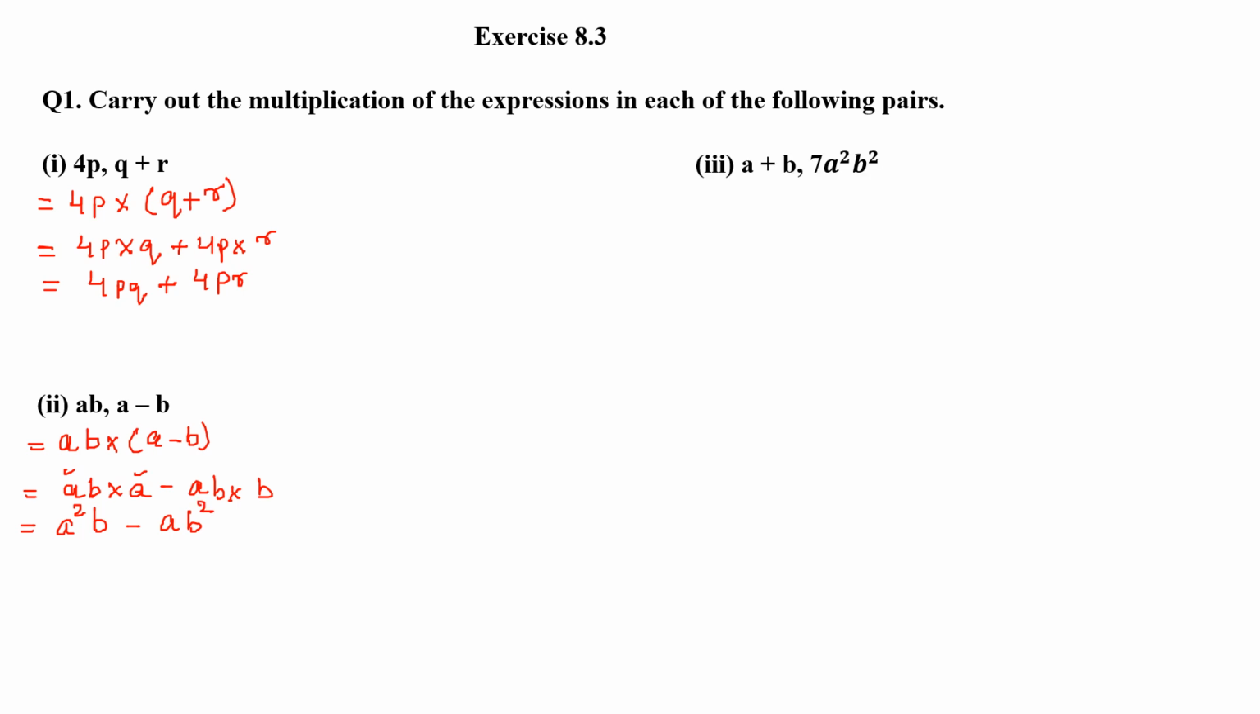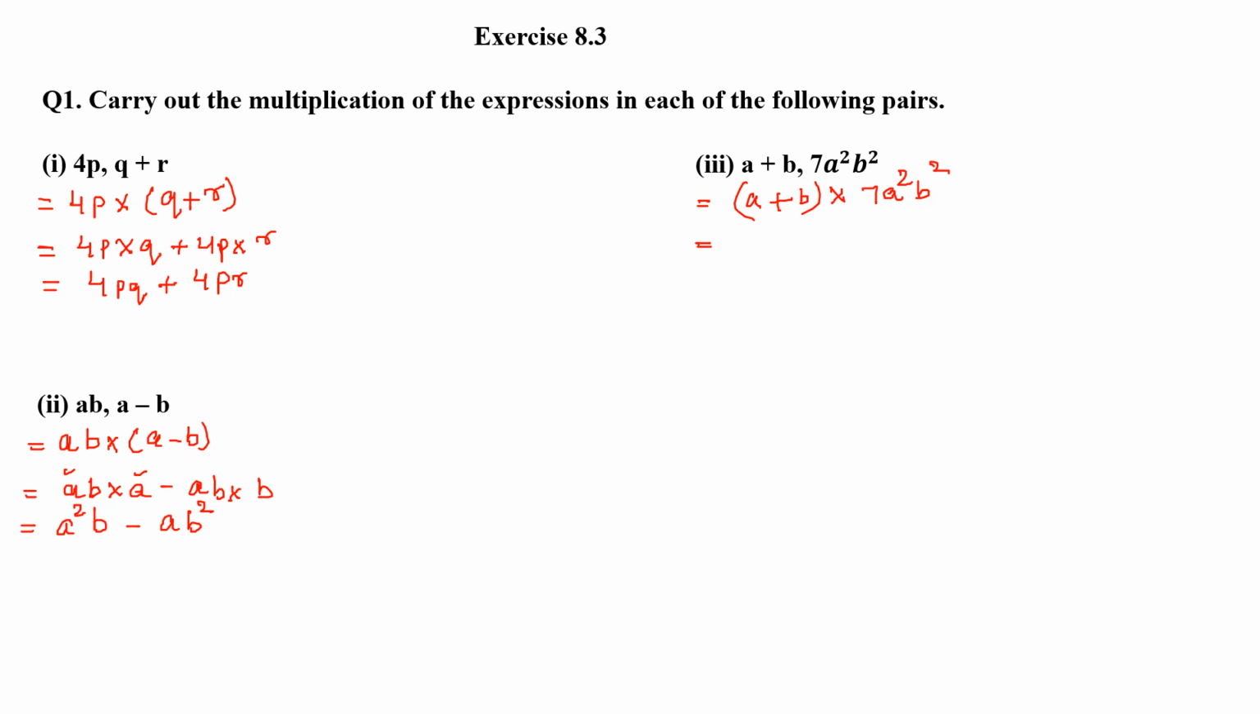Now next question, (a plus b) multiplied with 7a square b square. So a plus b multiplied with 7a square b square. Now this I can write as 7a square b square multiplied by (a plus b) also. I can change the order also, because we know that multiplication is commutative.